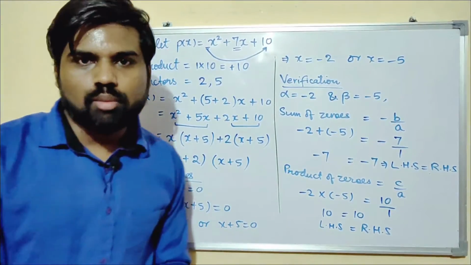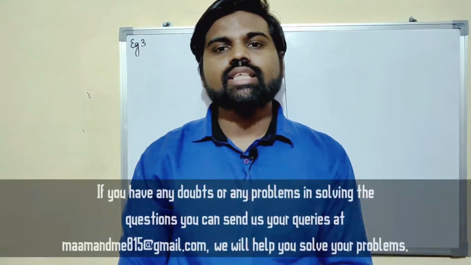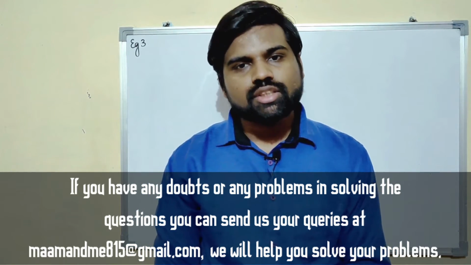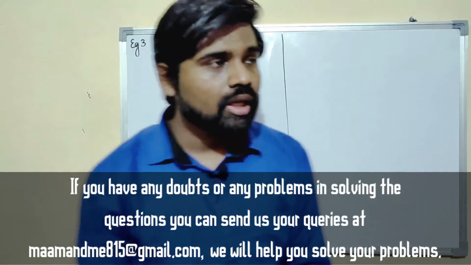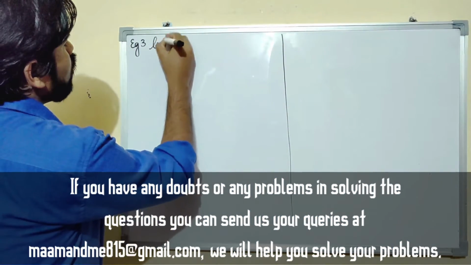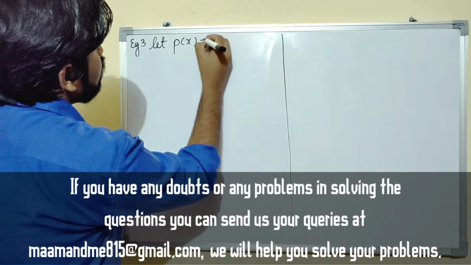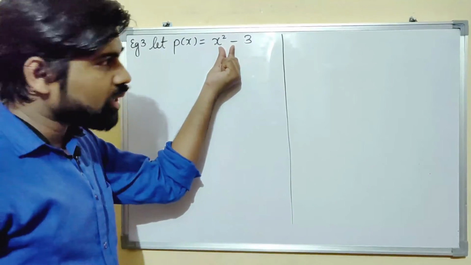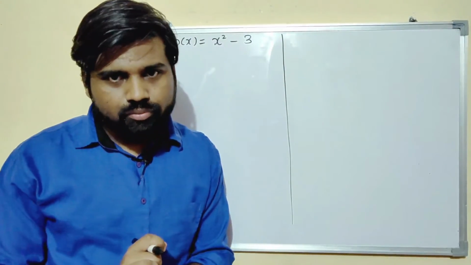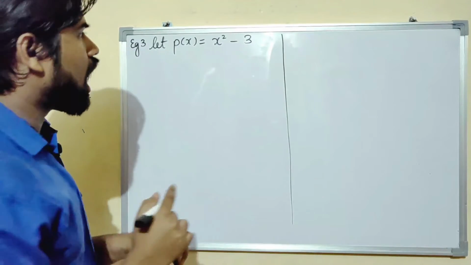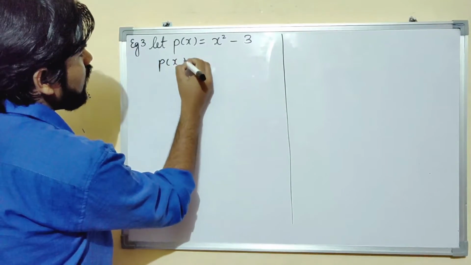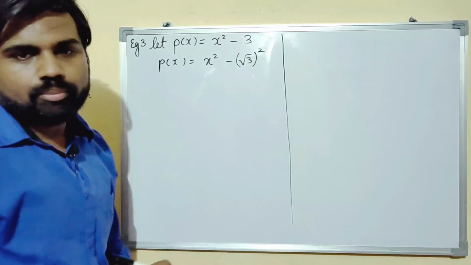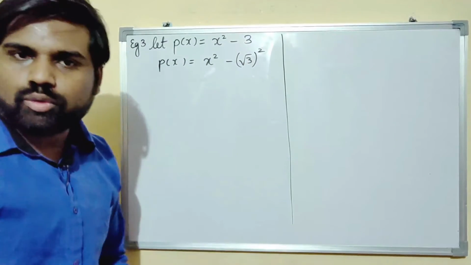Now let us see the third example, which says: find the zeros of the polynomial x square minus 3 and verify the relationship between the zeros and the coefficients. Now the very first step is to name the polynomial. Let p(x) equal x square minus 3. Now you can see that there is no middle term here. That means we will not use splitting the middle term. Instead we will use a formula. How? Let us see. We can write this as x square minus root 3 square. Can we write 3 as the square of root 3? Yes.